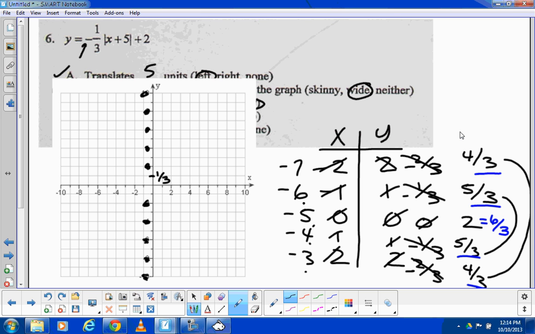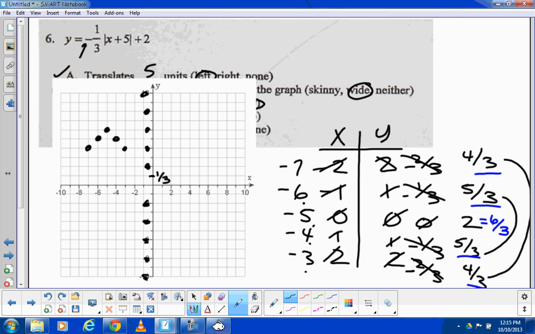Let's go negative 7 and then 4/3. So 1, 2, 3, 4/3 there. Okay, negative 6 and then 5/3. 1, 2, 3, 4, 5. Okay, and then negative 5, 6/3, what I should say. So negative 5, 1, 2, 3, 4, 5, 6. All right, negative 4, and then 5/3, 1, 2, 3, 4, 5. And then negative 3, 4/3, 1, 2, 3, 4.